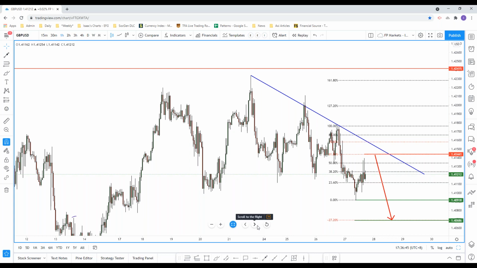So I'm expecting price to push up towards the 61.8 in line with the descending trend line resistance, and then I will go short. So this is a very quick, simple analysis using Fibonacci retracement alone, and of course, in line with graphical level. All right, so Magun, this is pound dollar for you.